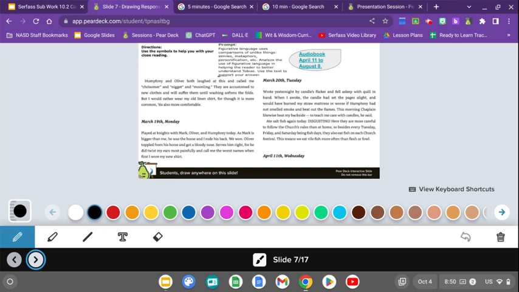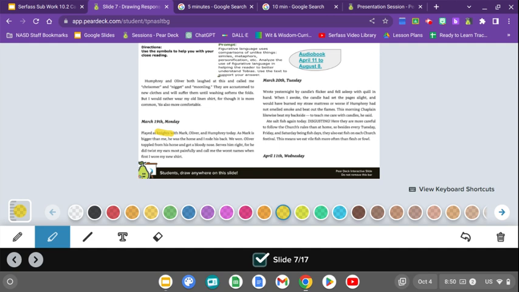So if we're going to pick up with March 19th, students without a Chromebook can follow along starting with March 19th. Please take the time to page through the book and find March 19th. It's a Monday. As we read along, we're going to highlight a few things that help us understand chivalry. March 19th, Monday. Played at knights. Please highlight knights with Mark, Oliver, and Humphrey today.